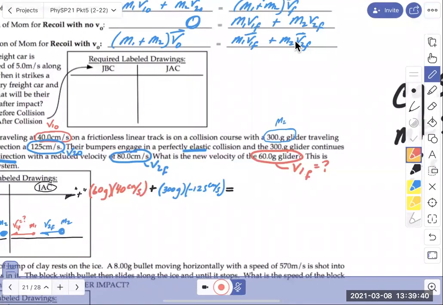Okay, so then at the end, after the collision, we have 60 grams. We want to know what this is, V1 final, plus 300 grams. And then we're given this at 80 centimeters per second.